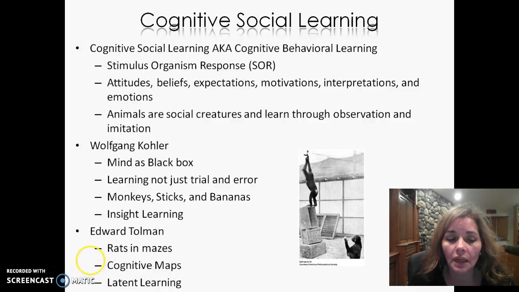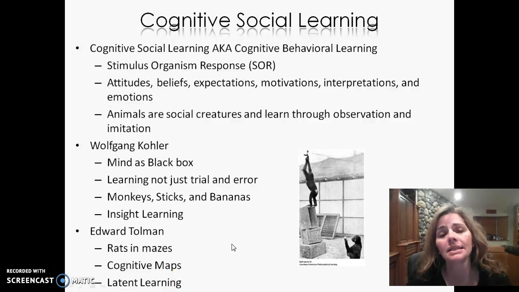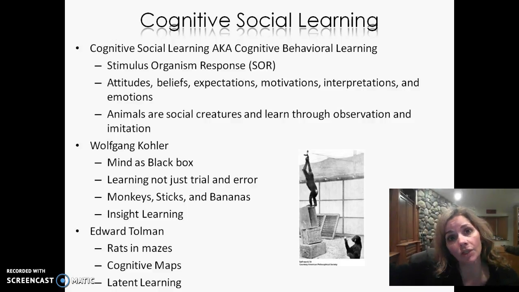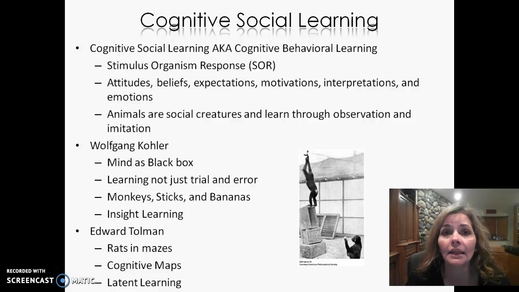Also, Wolfgang Kohler did this monkey study, where he put monkeys in a cage and he put a banana just outside the cage. He gave the monkeys a stick. They couldn't reach the banana with their arms, so they had to use the stick as a tool to gain access to the banana. And so they figured that out.